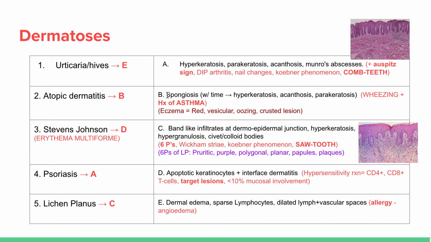Okay, so what you're going to see on histology with atopic dermatitis is spongiosis. And with time, it can progress to hyperkeratosis, acanthosis, or parakeratosis. But spongiosis to begin with.